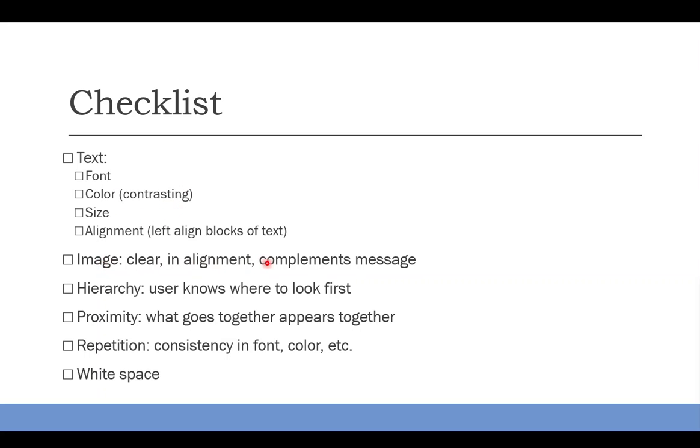Make sure the images are clear in alignment, that the images complement the message. They're not just decoration. Hierarchy, where the user knows where to look first. What goes together appears together, that we have some consistency and white space. So that's kind of the checklist I've made to help you when you're creating a visual design to communicate clearly and to help people learn.